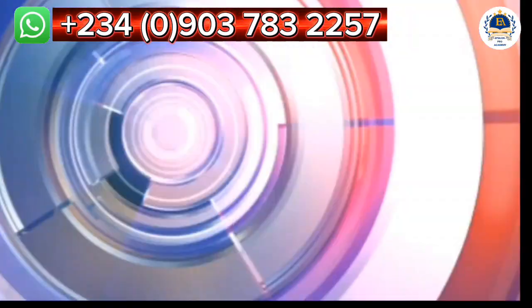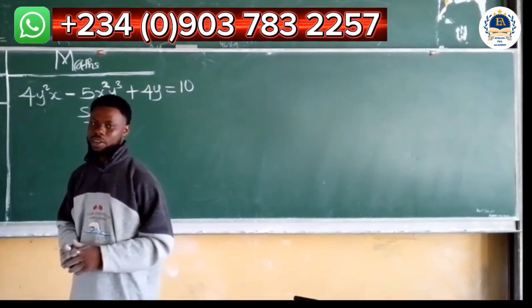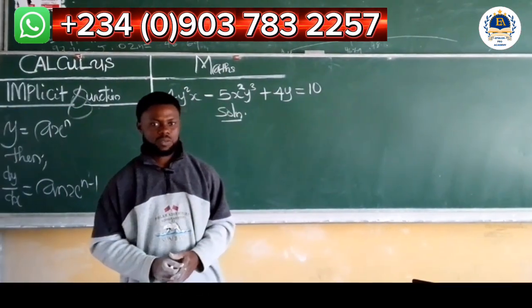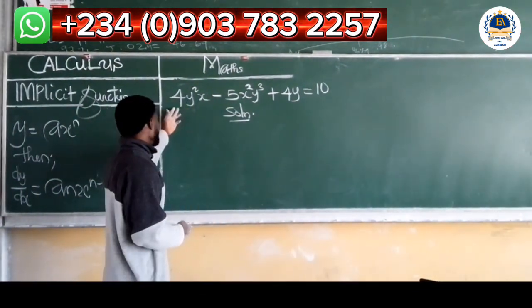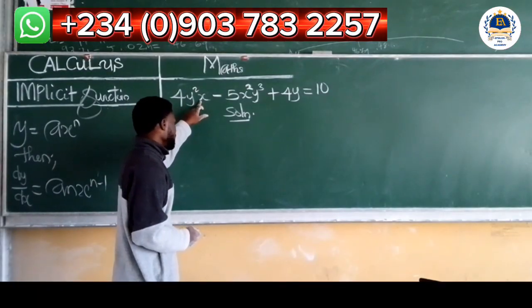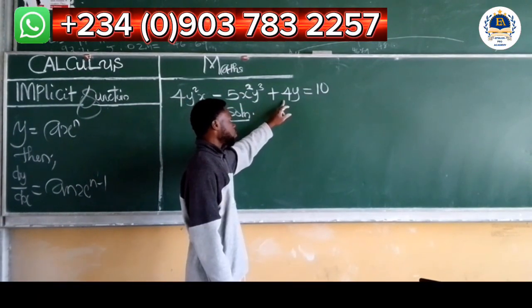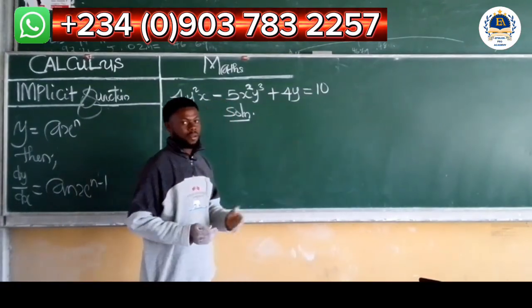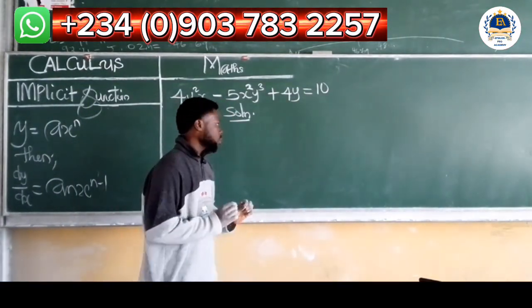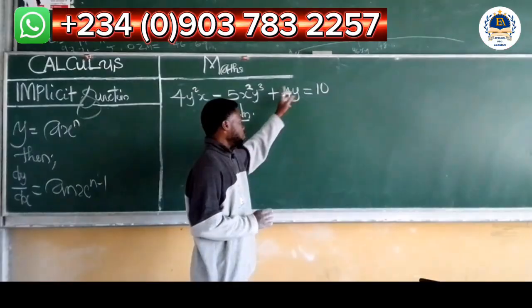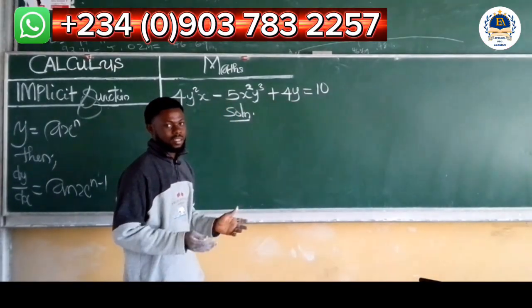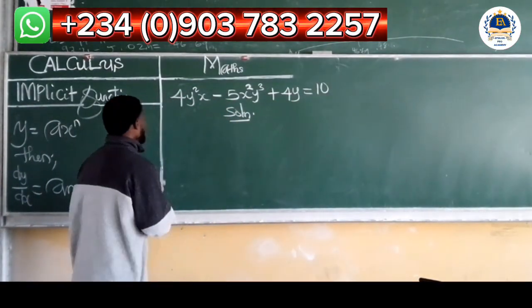Let's consider this example on the board. This is quite different from the preceding example that was solved. The question is 4y squared x minus 5x squared y cubed plus 4y is equal to 10. The first thing we have to do is to bring the constant term over to the left hand side, then equate it to 0.